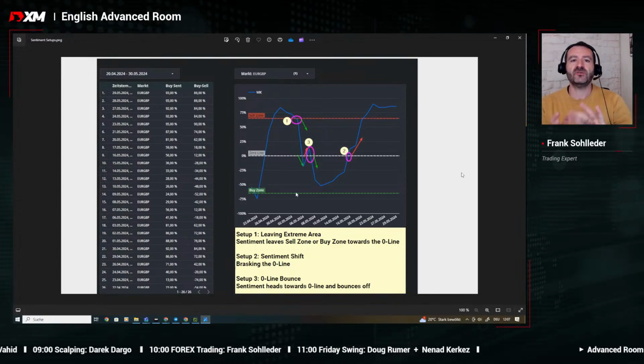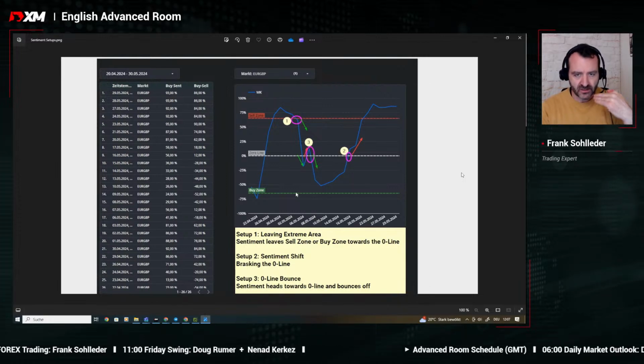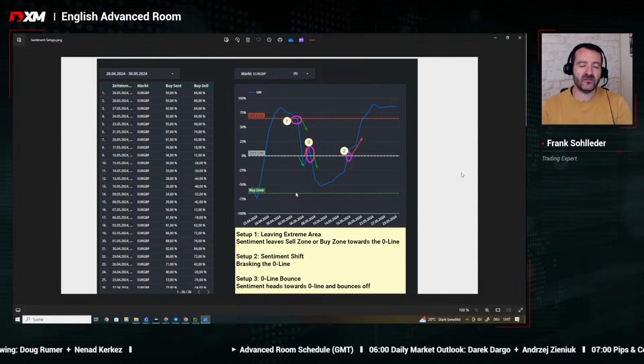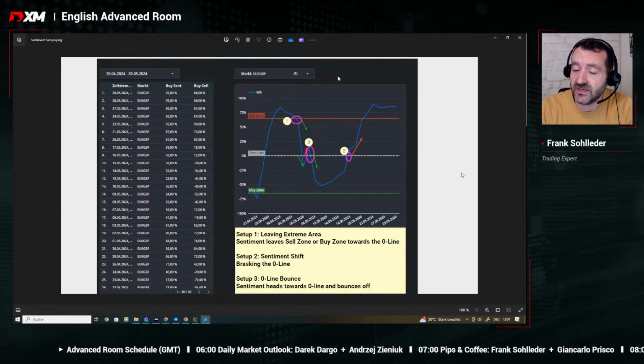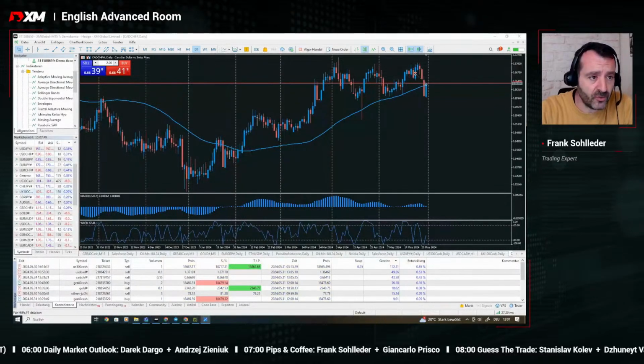Interesting, because we are doing exactly the opposite of what the market participants are doing. So we are trying to be anti-cyclic. If we have many sellers, we go for buying. If we have many buyers, we go for selling. That's the deal on sentiment trading. And this is what we are also looking for, setup opportunities.